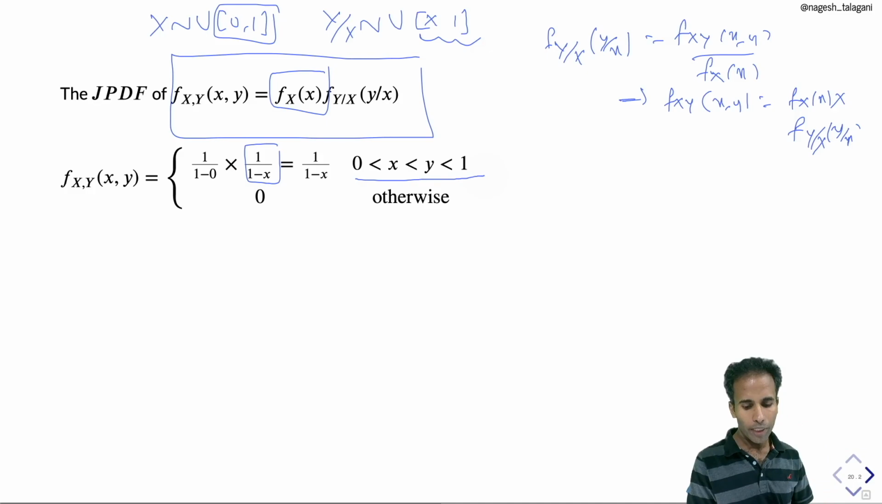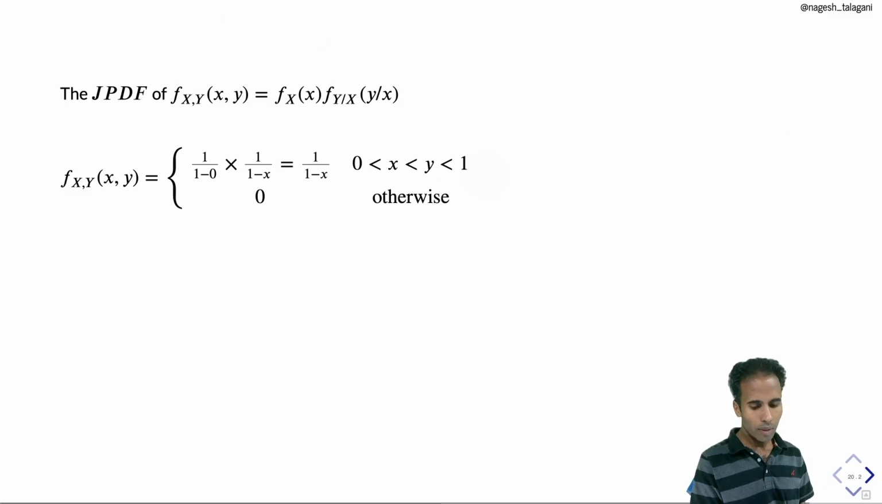Okay, fine. So this is going to be our joint PDF: 1/(1-x) for 0 < x < y < 1, and 0 otherwise. Now let us compute the probability of three pieces making a triangle.